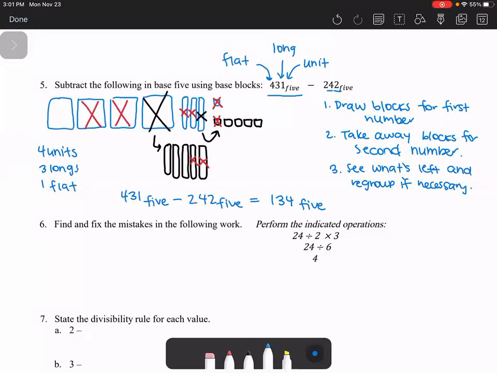Are there any questions on doing operations using base blocks?